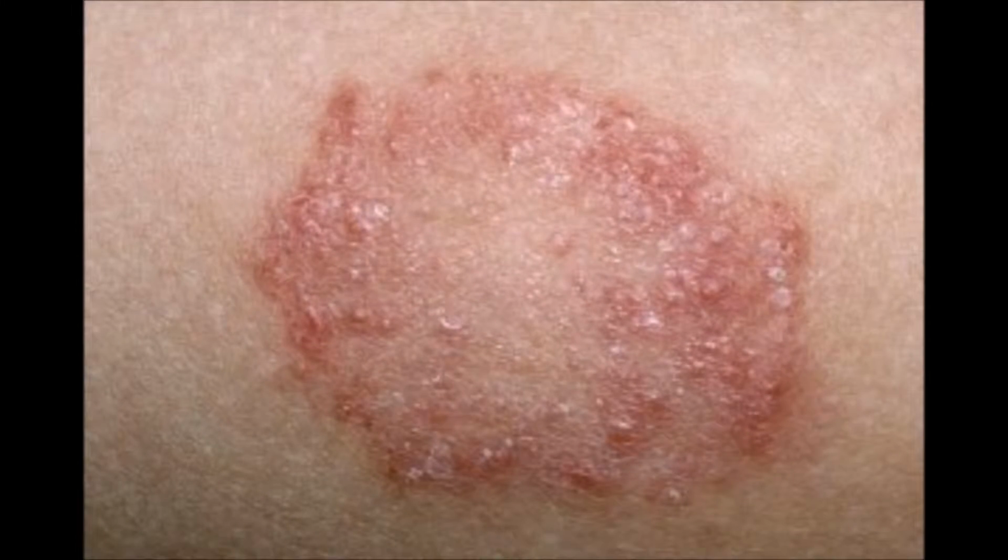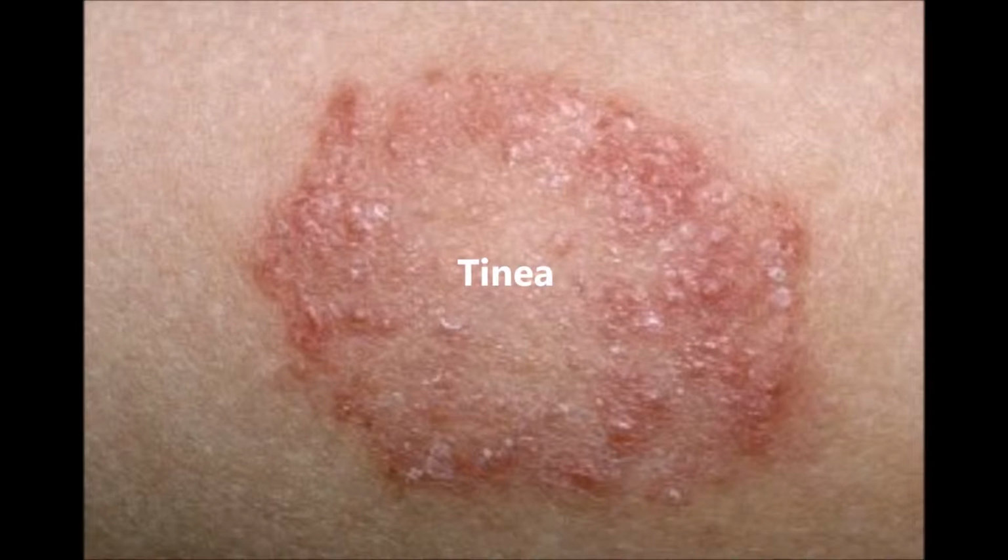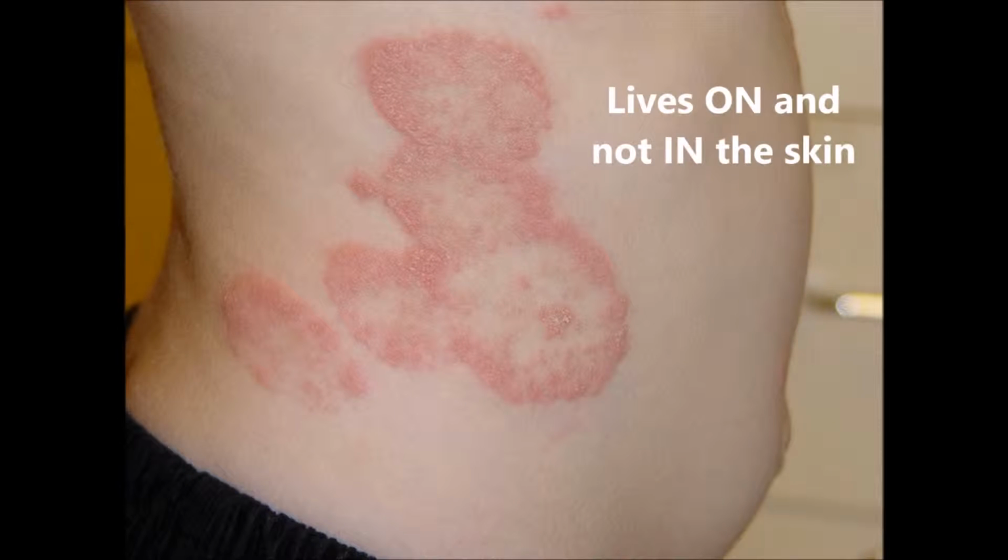Based on the common name, it manifests as red circular flat sores that look like little worms. It is also sometimes accompanied by scaly skin. The Latin word is tinea. This type of fungal infection lives on and not in the skin. So they're confined to the dead keratin layers, but they can survive in the deep layers.